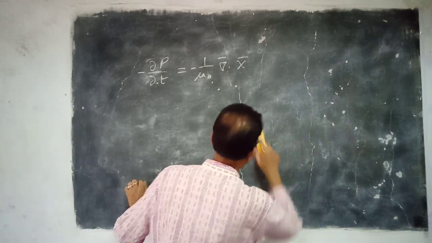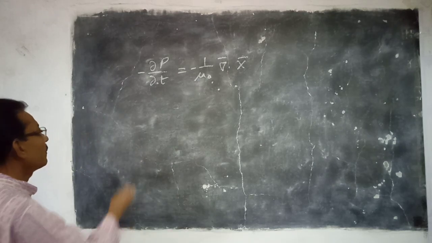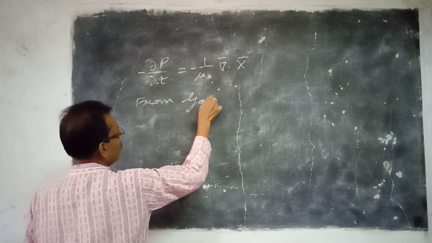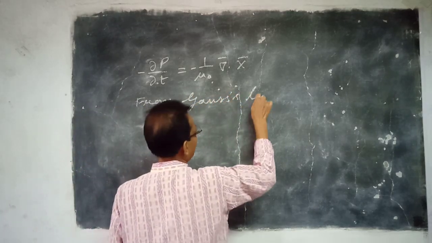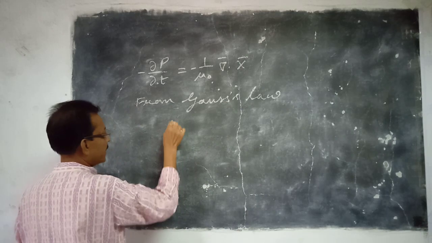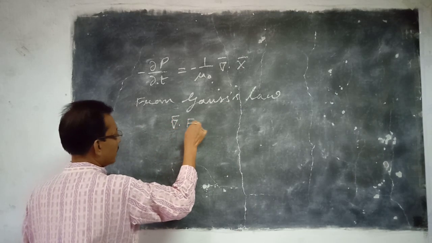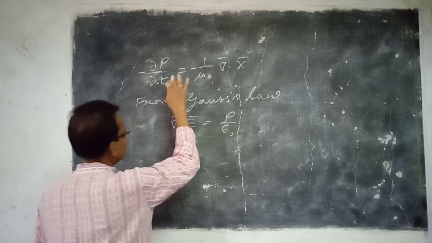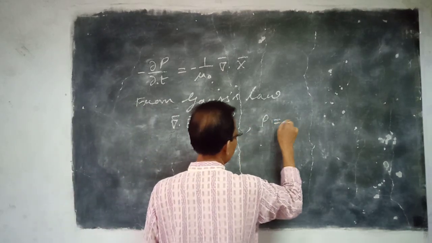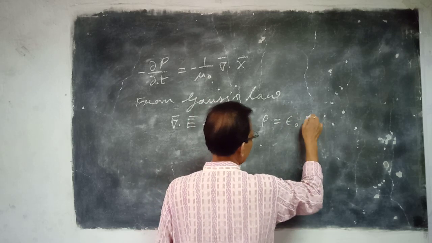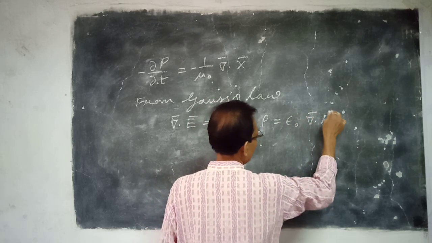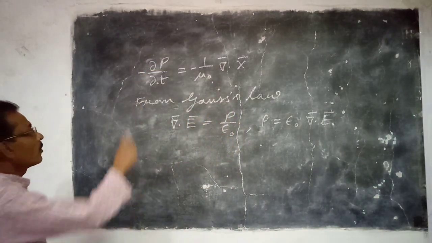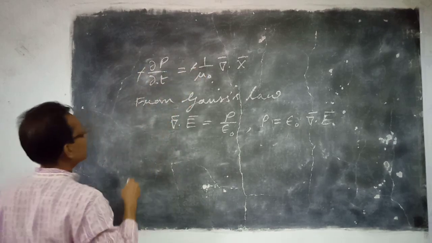Now, from the differential form of Gauss's law, we get the divergence of E is equal to rho by epsilon 0. That means we can write rho is equal to epsilon 0 times the divergence of E. Substitute it here, so you get this sign, forget about the minus sign.